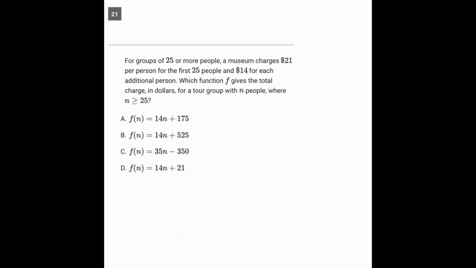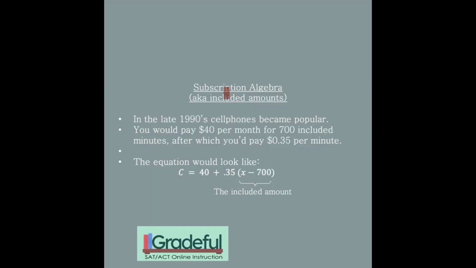Now going over to question 21, here we have a situation where the museum is charging a certain amount for the first 25 people and a different amount for additional people after that. We call that subscription algebra, or the algebra of included amounts. For instance, in the 1990s, cell phones became popular. At that time, you'd pay about $40 per month. That would include around 700 minutes. After that, you'd pay 35 cents per minute.